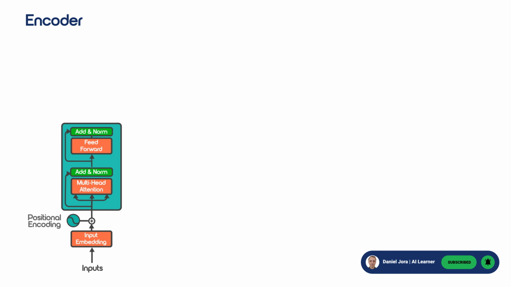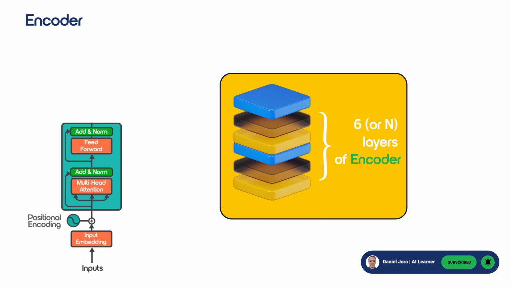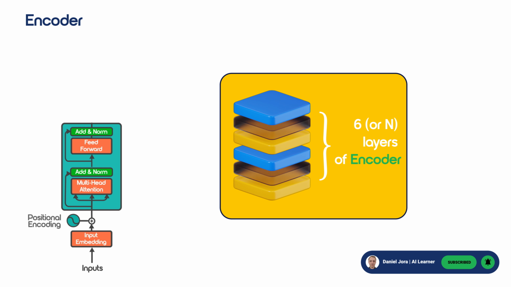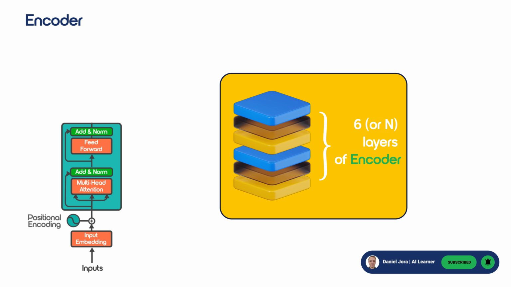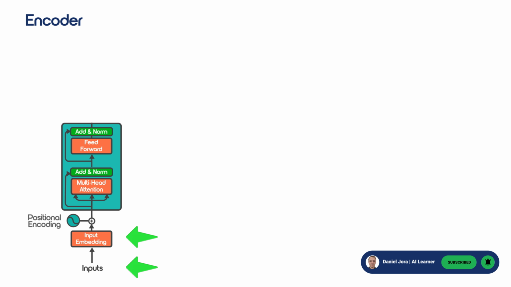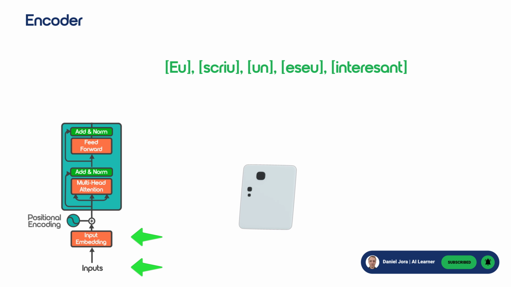The transformer's encoder typically has 6 identical layers, but we can generalize to n layers. Each layer processes the phrase to create a rich contextual representation. Our phrase goes through these steps. 1. Tokenization and embedding. What happens? The phrase "Eu scriu un esseu interesant" in Romanian is split into tokens. Eu, scriu, un, esseu, interesant.